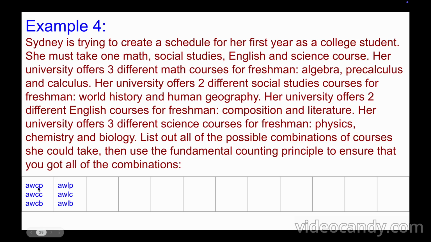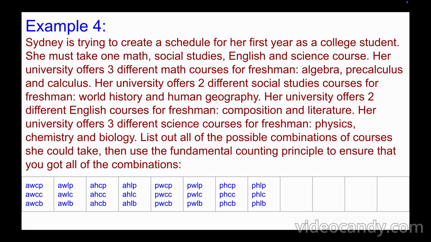Okay, so now in the next box, now I'm varying the second letter, right? Because she could do composition or literature course for her English course. Now for the next 2 boxes, I'll be varying the second one. So we can see that that can be world history or human geography. So I've taken my first 2 boxes and I've just varied them so that the W's are all H's. And then there's 3 different options for math courses. So she could do algebra, she could do pre-calculus, or she could do calculus.